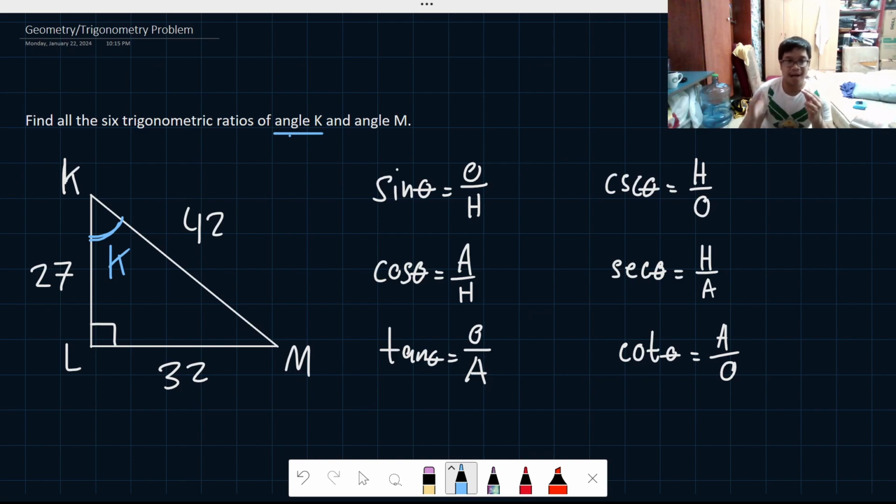So if we have angle K as our referred angle, or the angle that we're focusing on, then what are the parts of the right triangle? So let's start first with the easiest, the hypotenuse. This is your hypotenuse, your 42 units. Now, 27. You see, the vertical side of the right triangle is beside angle K. So that's already a clue that this part is your adjacent. And lastly, for 32 units, since it's not beside angle K, this is your opposite.